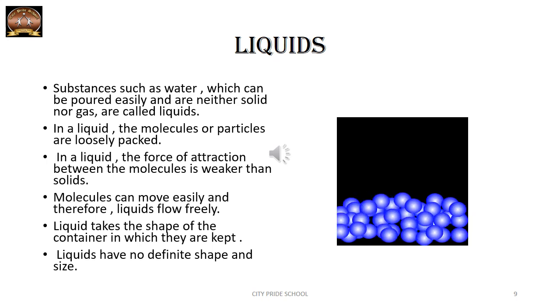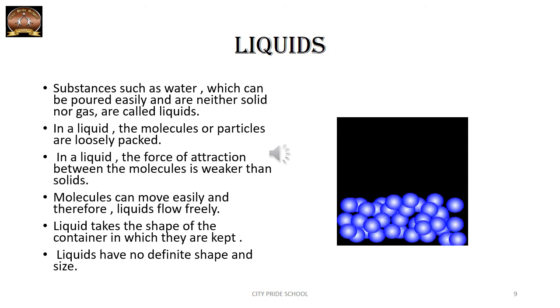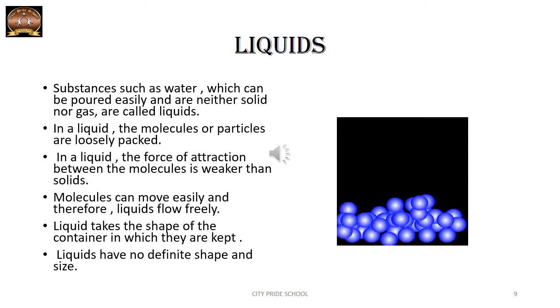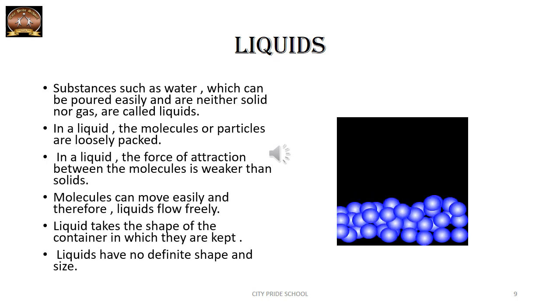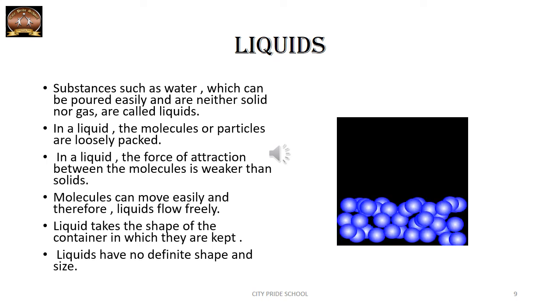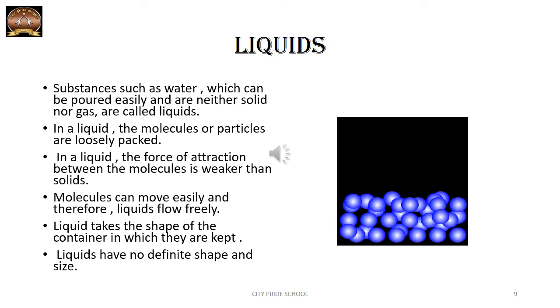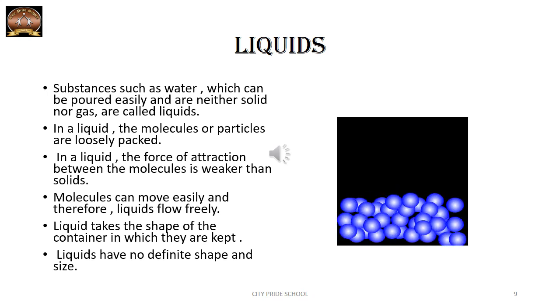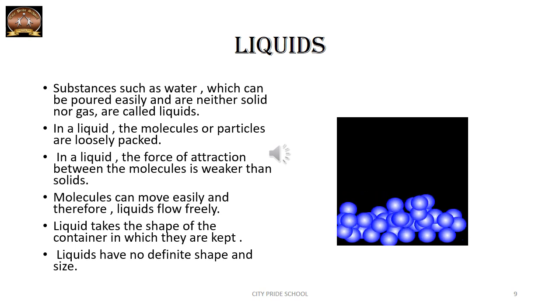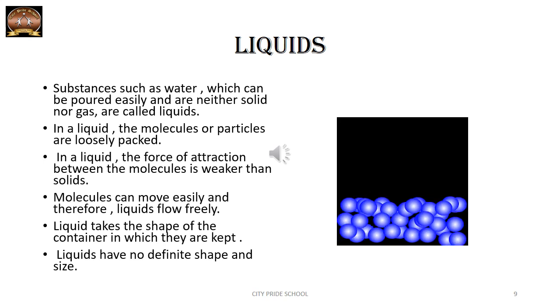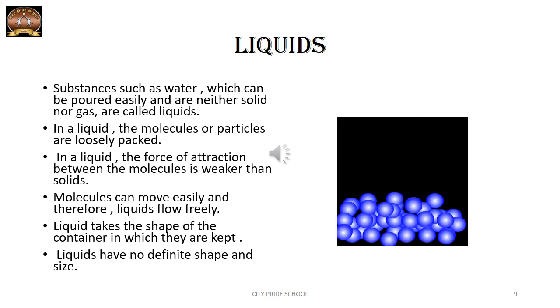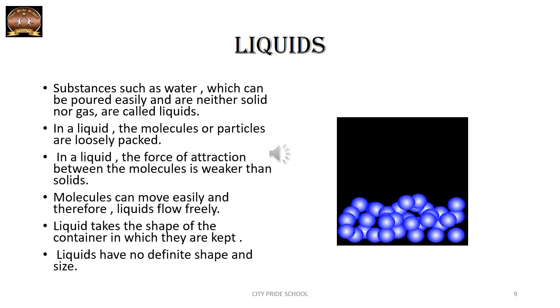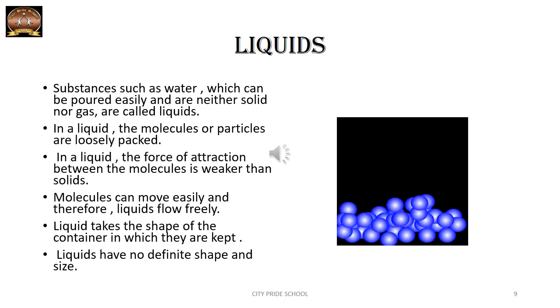So, if this is the case here, you can understand that substances such as water, which is an example of liquid, you can pour them very easily, and these molecules can move easily, and that's why liquids flow freely. Now you must have observed that whenever you pour water in a glass or a bottle, the water will take the shape of that container in which you're pouring it. So please remember, liquids do not have definite shape, but they do possess definite volume.